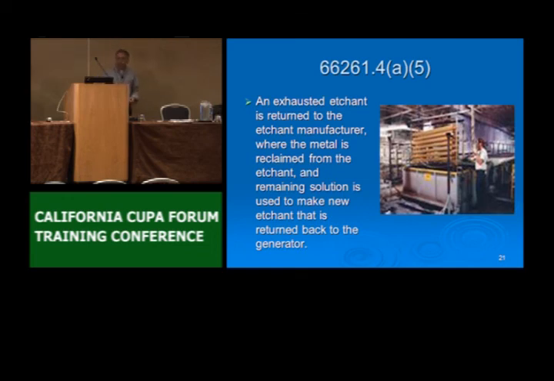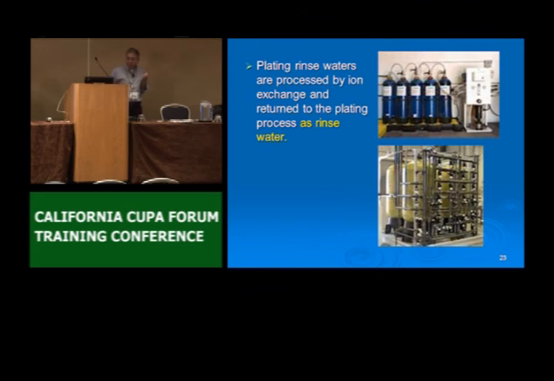Okay, so let's look at another example. In this example, we have two photos to point out a difference here. We have plating rinse waters, which are processed by ion exchange resin columns, and then returned to the plating process for use as a rinse water, okay? And I don't know how well the pictures show up there. In the top picture, you see a row of blue resin columns along the wall, and they have flexible hoses connecting the inlets and outlets of those columns, okay?